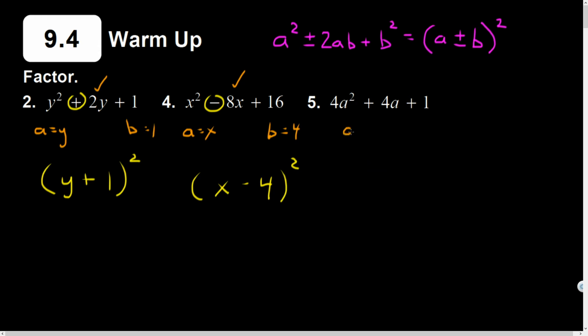All right, let's see. Ooh, this one's a little trickier. A is going to be the square root of this, so that's 2a. B is the square root of 1, which is 1. 2ab, yep, 2 times 2a is 4a, times 1 is still 4a. And this is a plus sign, so I would do a plus b all squared. So 2a plus 1 all squared.